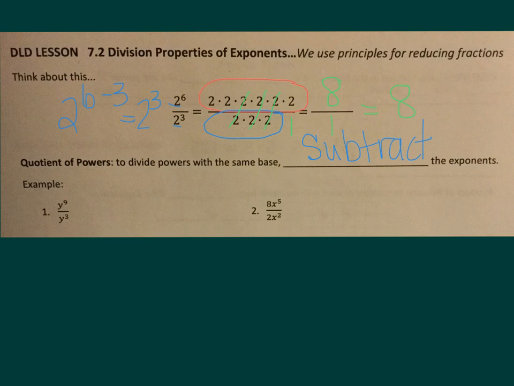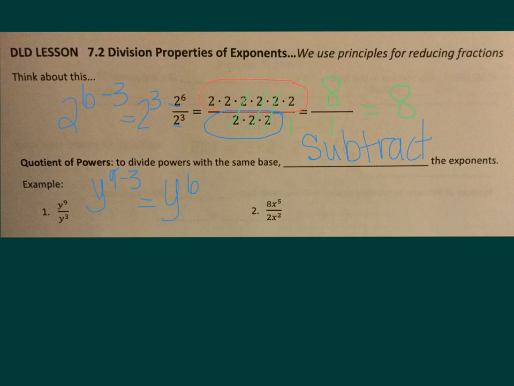All right, my first example, y to the 9th divided by y to the 3rd. Remember the rule, if the base is the same, I can subtract the exponents. Y to the 9 minus 3 power equals y to the 6th.